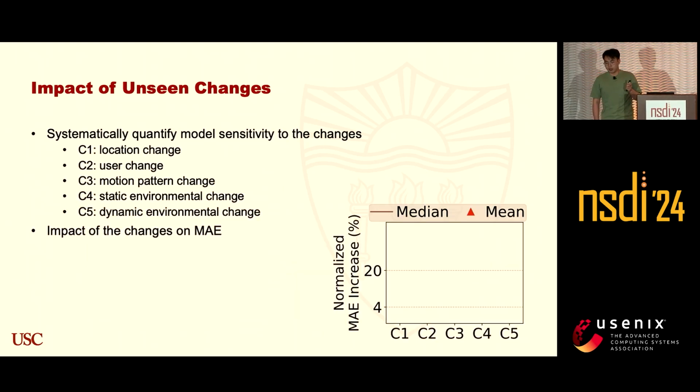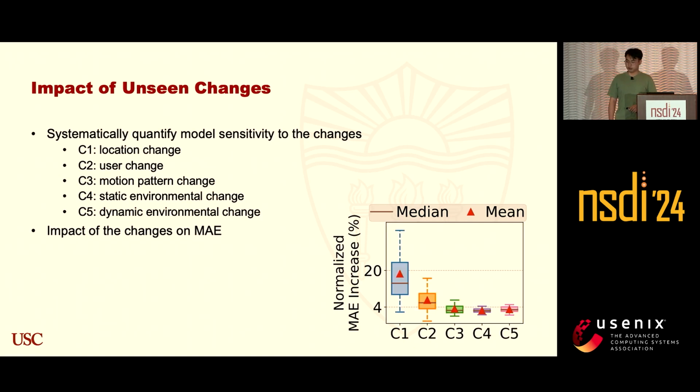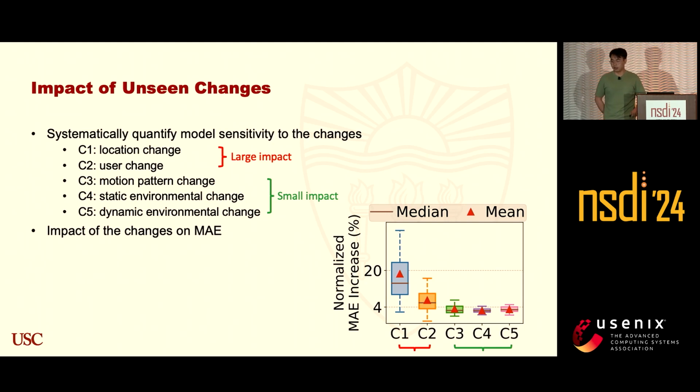And then we measure the prediction error increase when using a pre-trained model on these changes. And here shows our result. Basically, we believe that this validates our intuition that a change that reshapes the fundamental knowledge, like the spatial throughput distribution, will have a larger impact on the pre-trained model.